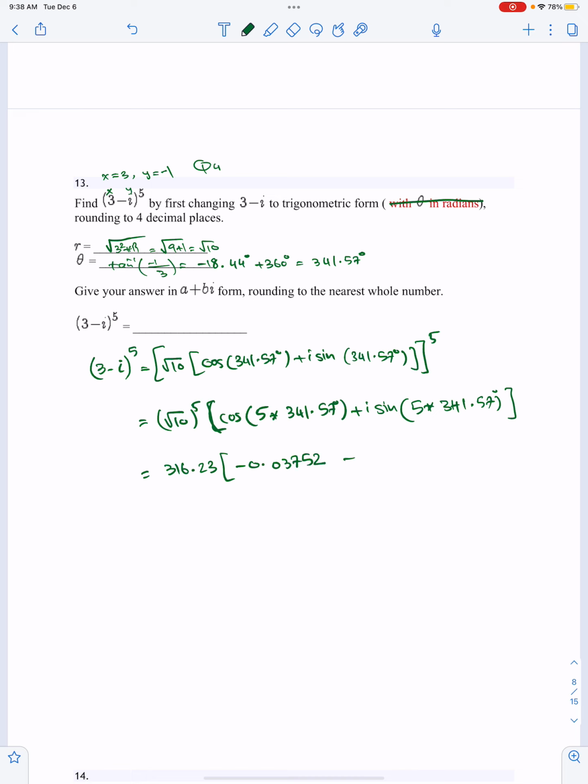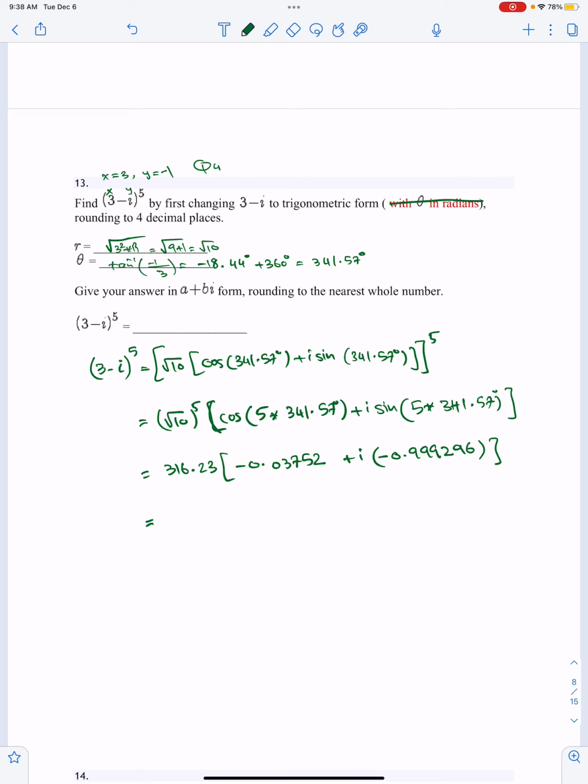is equal to negative 0.03752, plus i times sine 5 times 341.57 equals negative 0.999296. Okay. The more digits, the more accurate it's going to be.